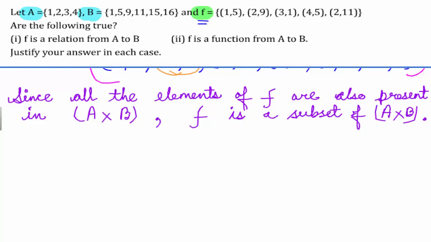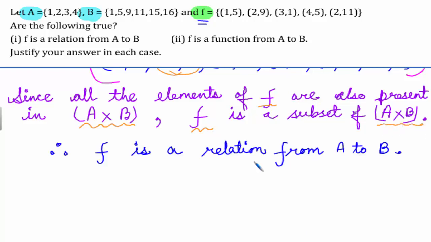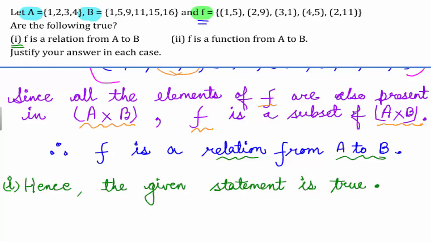So we can say, since all the elements of the set of ordered pairs F are also present in the Cartesian product A × B, F is a subset of A × B. Therefore, we can say that F is a relation from A to B. That means this first statement that F is a relation from A to B is true. Hence, the given statement that F is a relation from A to B is true.